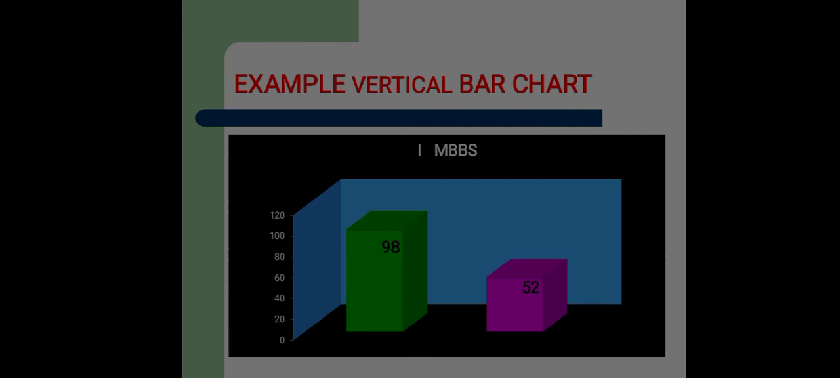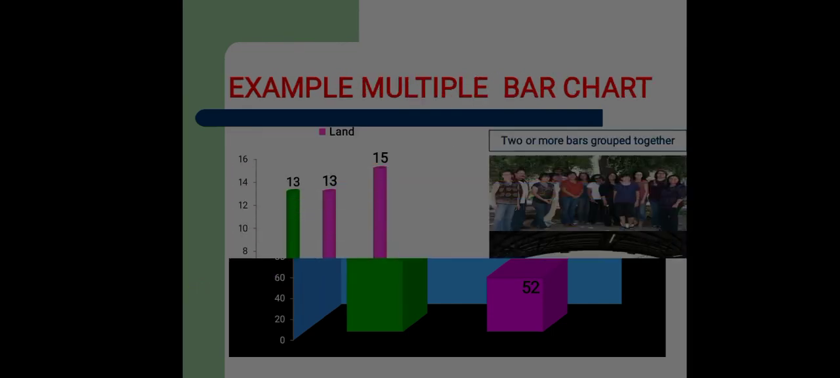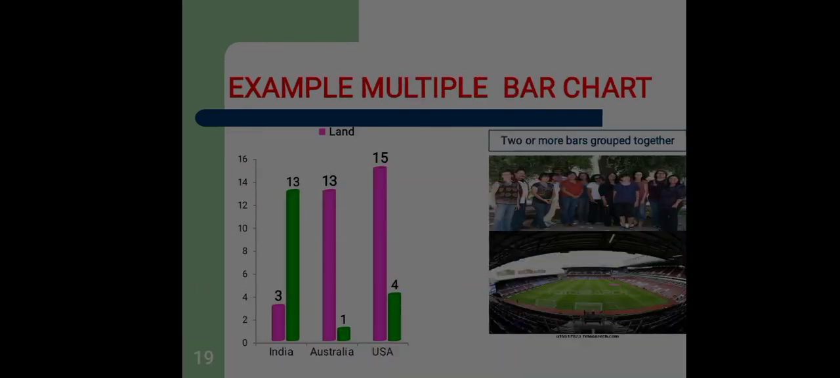Simple vertical bar diagram. A simple bar diagram represents the magnitude of a single variable like population, sales, production, etc. Example of a vertical bar diagram. Multiple bar chart: the multiple bar diagram is used to compare two or more sets of statistical data. In a multiple bar diagram, bars are constructed side by side to represent sets of values for comparison.